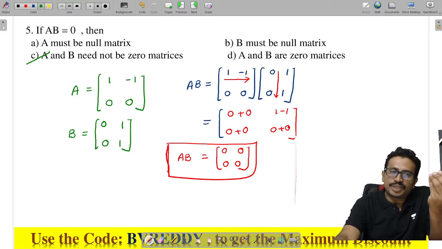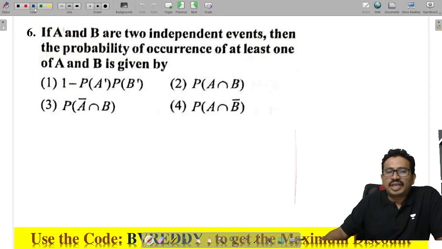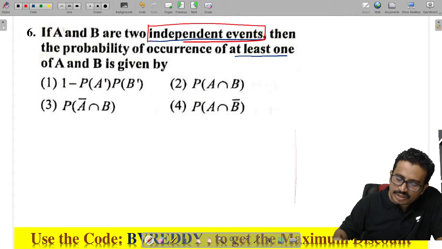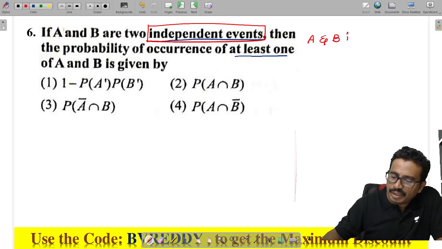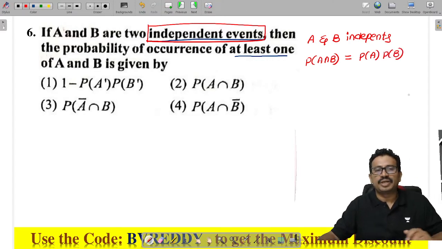Now let's see the probability problems. So let's take the probability problem. If A and B are two independent events, then the probability of occurrence of at least one. First of all, the given condition is that A and B are independent events. So P of A intersection B is equal to P of A into P of B, since both A and B are independent events.